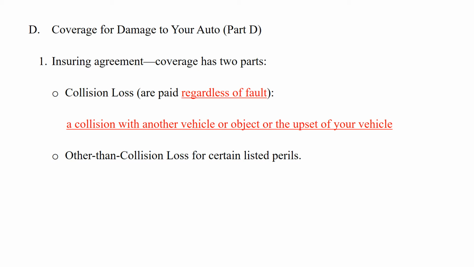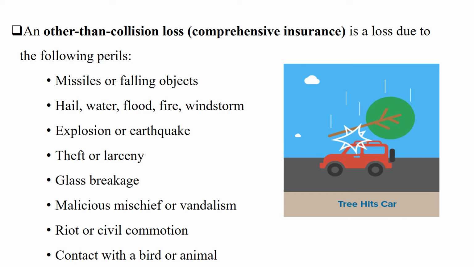Another coverage is other than collision loss for certain listed perils. In some situations, your car is damaged not because of a collision, but because of other factors. For example, your car may be hit by a falling object, such as a falling tree. Keep in mind, if you hit a tree, this is a collision. But if a falling tree hits your car, it's non-collision.